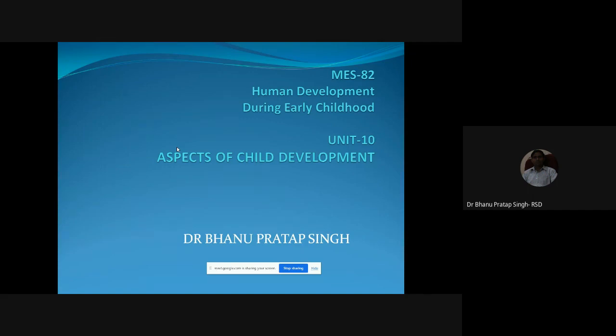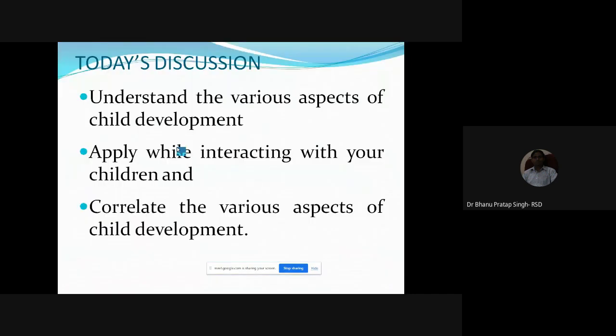So we may go to the next slides, because today also we have 4 units, and this is unit number 2, aspects of child development. In this particular unit, we will learn about the various aspects of child development, what are the applications in interacting with the child, and what is the correlation between various aspects of child development.